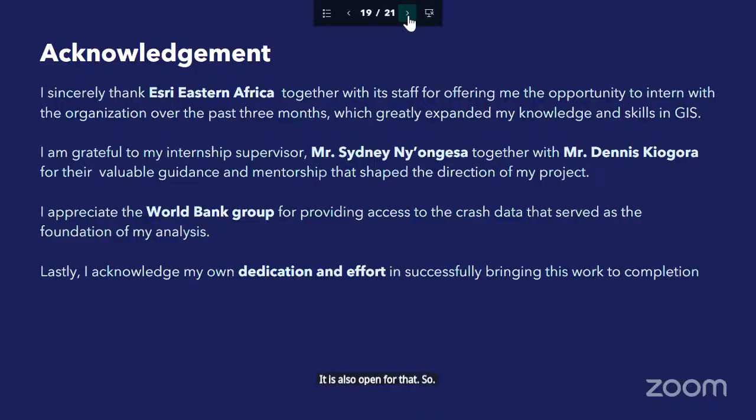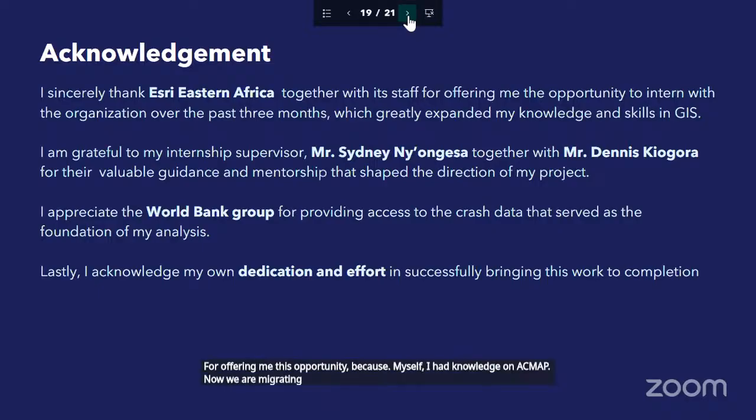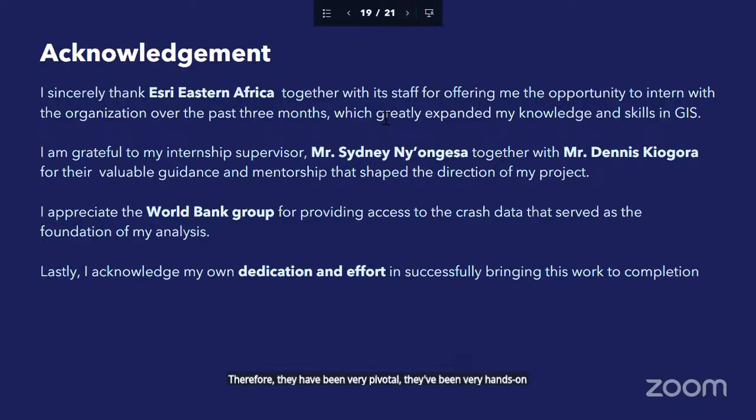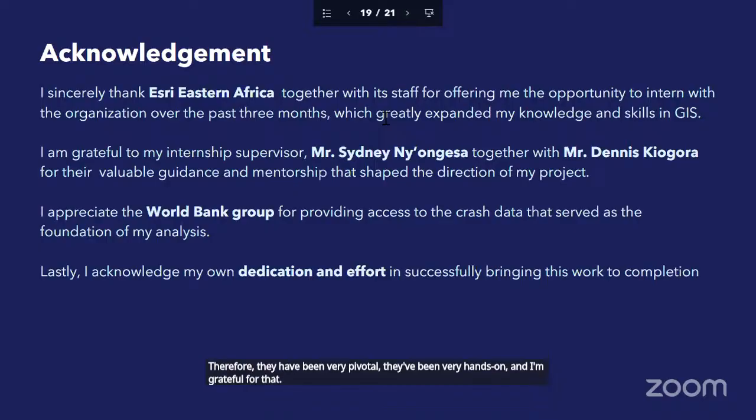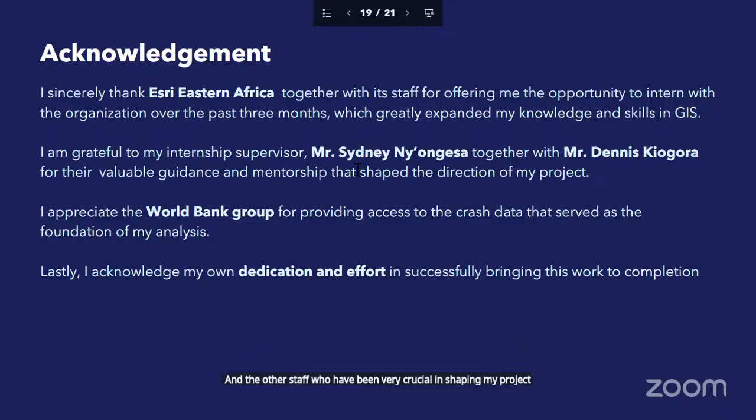So for my acknowledgement, I want to sincerely thank the ESRI fraternity with their staff for offering me this opportunity because myself, I had knowledge on ArcMap. Now we are migrating to ArcGIS Pro. I've been able to learn all this and you see the output that I've been able to produce. Therefore, they have been very pivotal, they've been very hands-on, and I'm grateful for that. I'm also grateful for Mr. Sydney Nyongesa, together with Mr. Dennis and the other staff who have been very crucial in shaping my project direction and guidance.